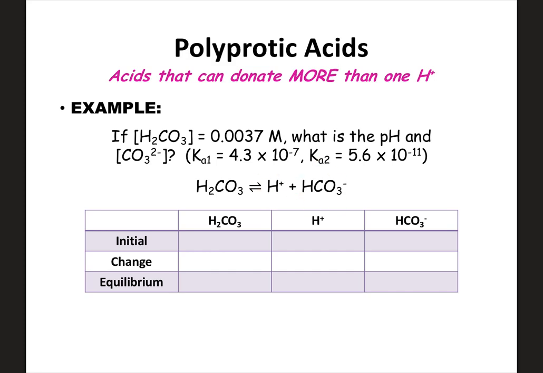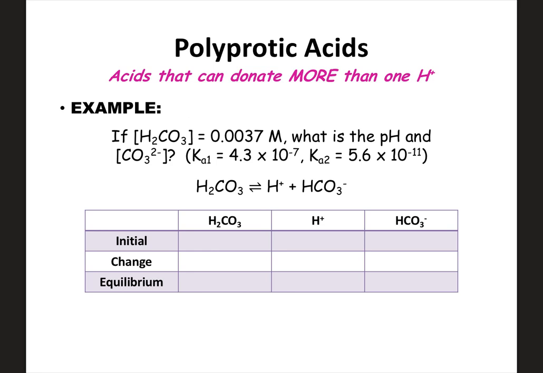The first dissociation, the one involving Ka1, is going to be the one you use to determine the pH, because this is going to be the greatest of the Kas. It's the one you need to use to determine the pH. So we have our first dissociation written. Remember, it's in equilibrium. This is a weak acid here. So we set up our ICE table.